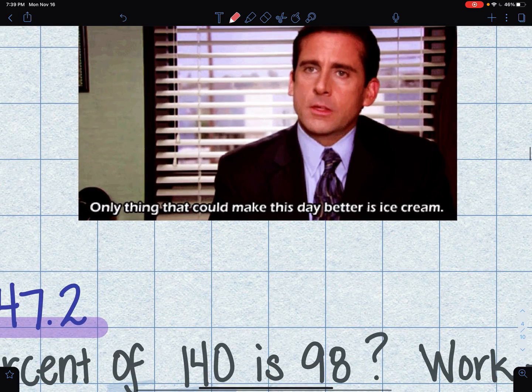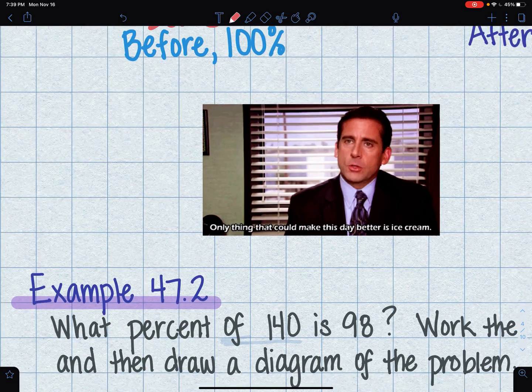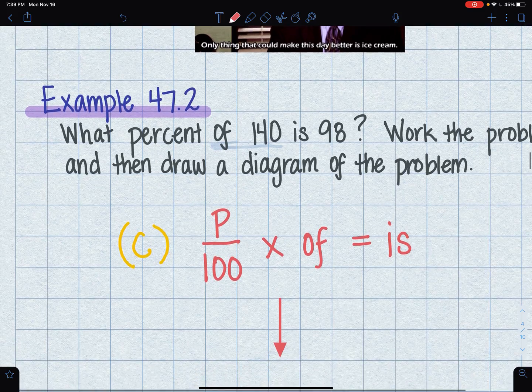And if it does make sense, then you're having a great day. And the only thing that could make this day better is ice cream, right? So we agree with that. Ice cream always makes things better.